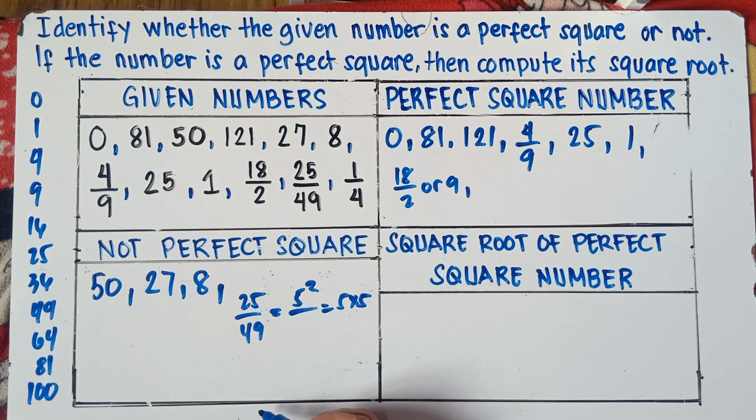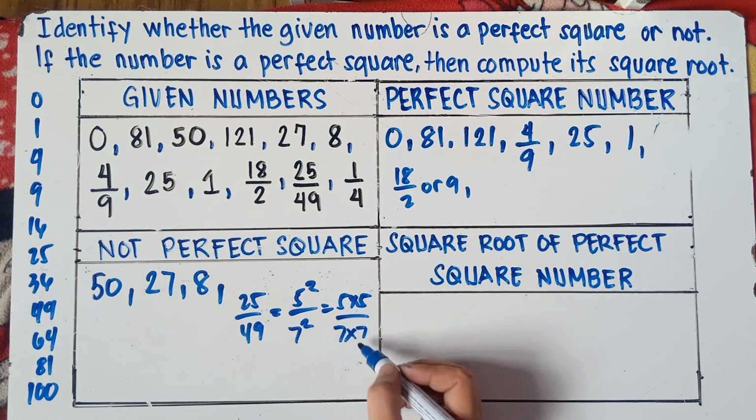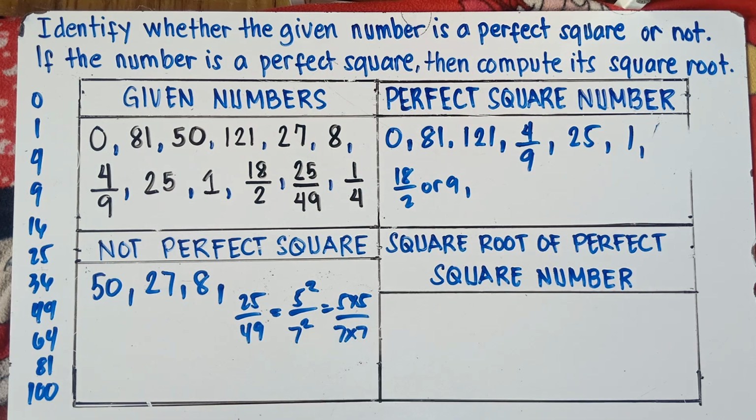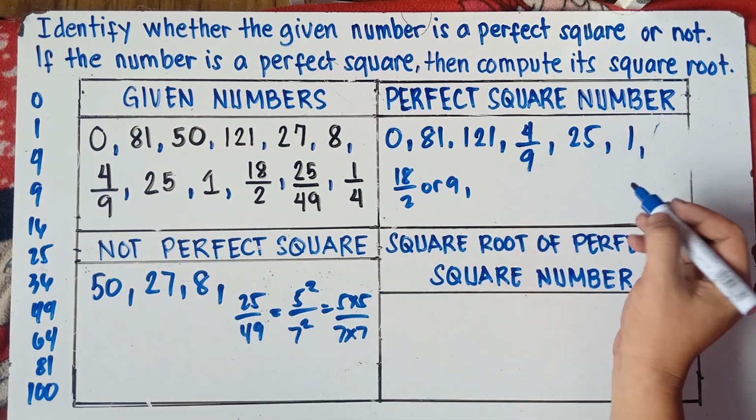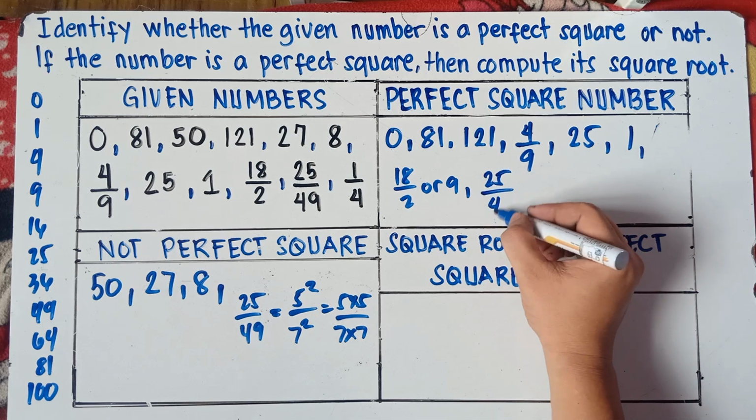And for 49, we can make 7 squared, because 7 squared means 7 times 7. So if you have a square on the numerator and the denominator, therefore, class, this fraction is a perfect square. So 25 over 49 is a perfect square.